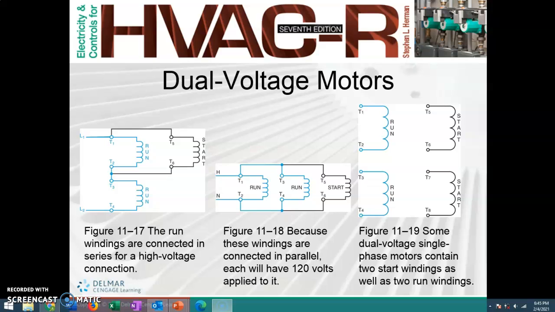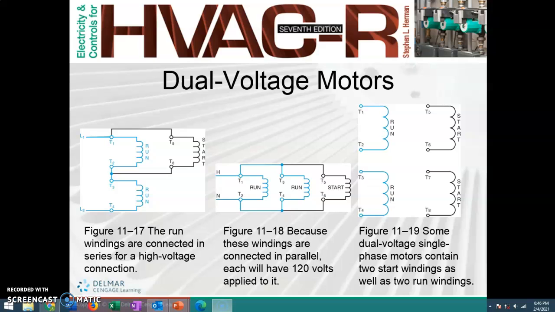If you look at the drawing on the left, it's going to show run windings of that motor wired in series with each other. You'll notice L1 comes in at the top at T1, runs through the first run winding to T2, where it then goes to T3, runs through the next run winding out to T4. It's a 240 volt motor. That way you have 2 120 volt windings wired in series with each other. 120 plus 120 equals 240.